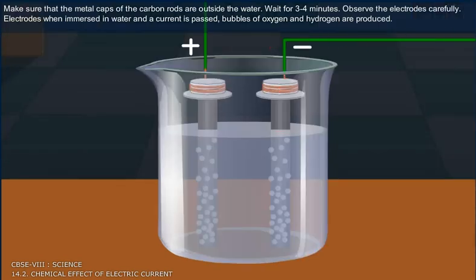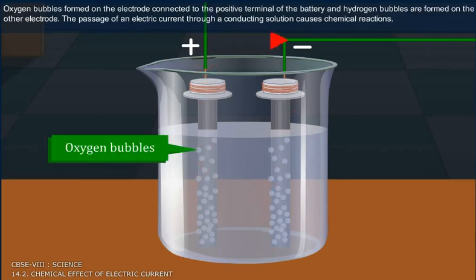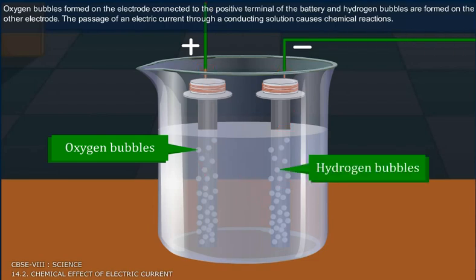When electrodes are immersed in water and a current is passed, bubbles of oxygen and hydrogen are produced. Oxygen bubbles form on the electrode connected to the positive terminal of the battery, and hydrogen bubbles form on the other electrode.